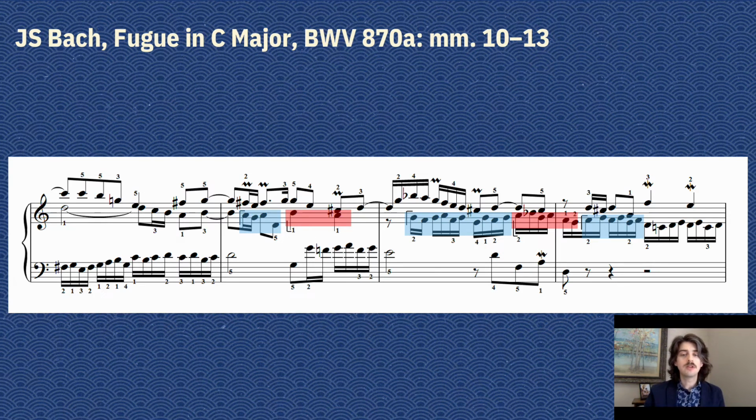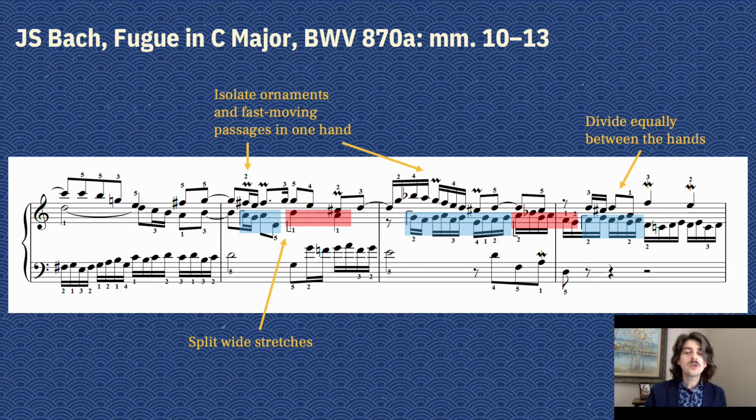This is an early version of the fugue in C major from the Well-Tempered Clavier, Book 2. This passage requires rather frequent exchanges of the middle voice between the hands. The way Bach distributes the inner voice reflects the same principles as keyboardists 2 centuries earlier. He divides the voices as equally as possible, he splits wide stretches between the hands, and he isolates ornaments and fast-moving passages in one hand, consolidating the remaining voices in the other hand to allow for more technical freedom.